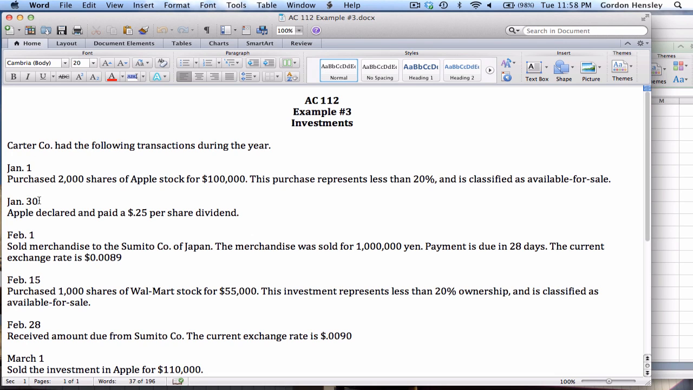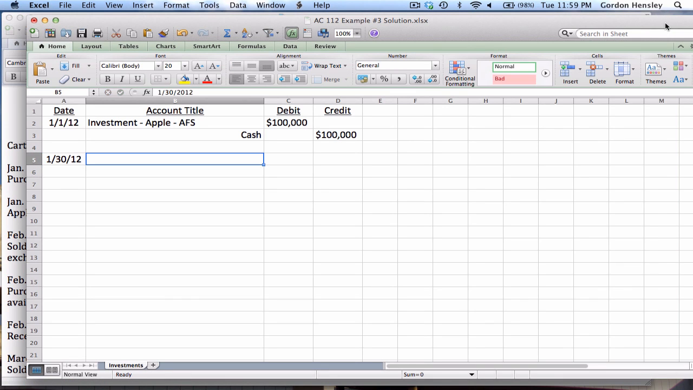So that's the proper way to record the first transaction. The next transaction is on January the 30th. It says that Apple has both declared and finally paid a 25-cent per share dividend. Now, what's interesting about that, this is on the 30th. Now, we've dealt with dividends before, but when we dealt with them before, it was our company paying a dividend. Well, this is different. This is our company receiving a dividend. So now we finally get to see it from the other side of the spectrum, because remember, this time we're the ones buying the stock rather than selling it.